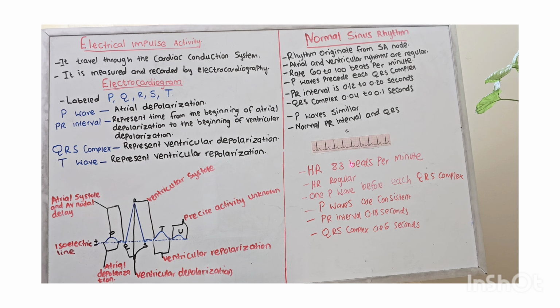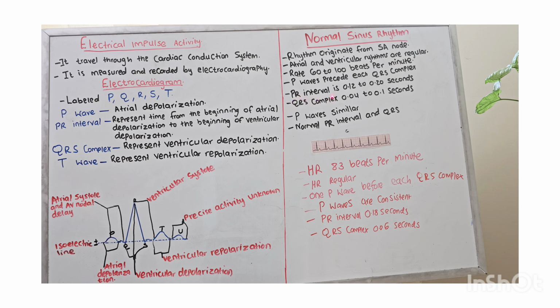Now let's talk about normal sinus rhythm. Normal sinus rhythm is where the heart is healthy. There is no heart condition. Rhythm originates from SA node. Atrial and ventricular rhythm are regular. Rate is 60 to 100 beats per minute. P wave precedes each QRS complex.